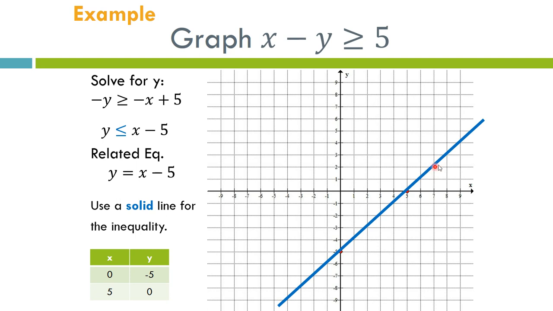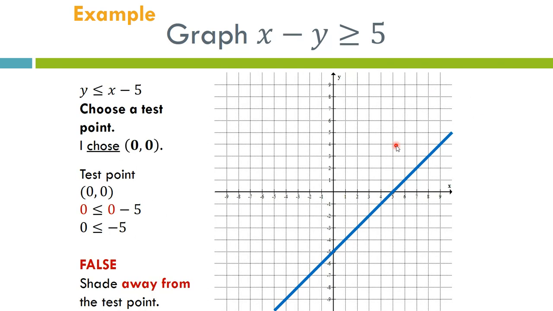And now remember, at this point, I need to figure out which region do I shade. So once again, this line has split this plane into 2 parts, above and below. So I need to choose a test point. Remember, you can choose whatever you want as your test point, as long as it doesn't fall along your boundary line. So for me, again, I choose 0, 0.